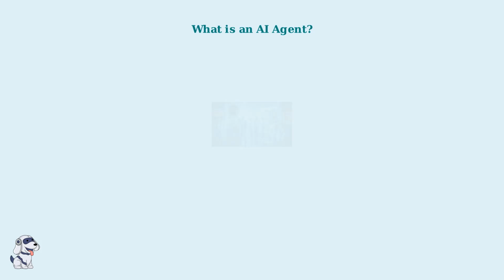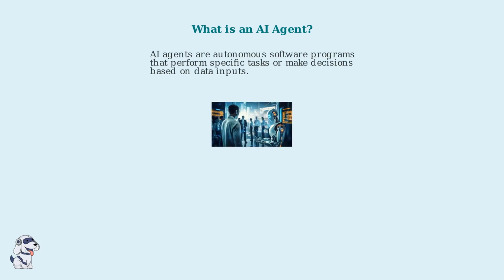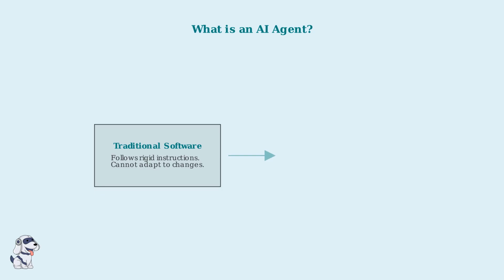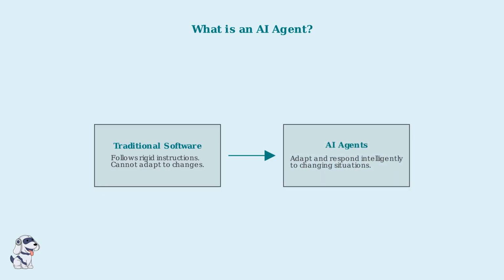AI agents are autonomous software programs that perform specific tasks or make decisions based on data inputs. Unlike traditional software with rigid instructions, AI agents adapt and respond intelligently to changing situations. Traditional software follows strict rules and cannot handle unexpected changes. AI agents, however, use machine learning and advanced technologies to adapt dynamically.